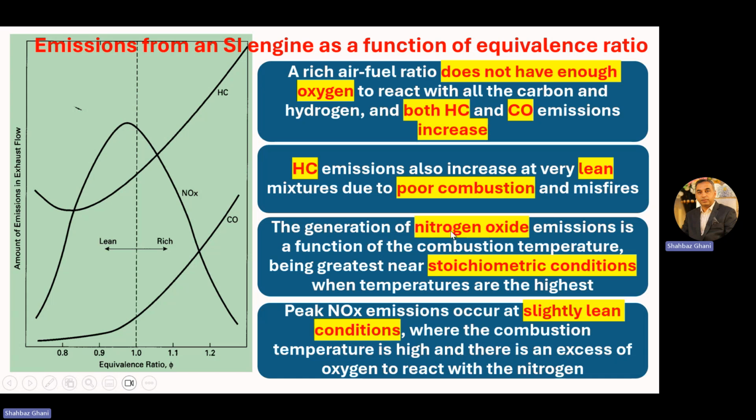The generation of NOx, nitrogen oxide emission, is a function of combustion temperature, as we know, being greatest near the stoichiometric condition when temperatures are the highest. At stoichiometric condition, the temperature is very high. So somewhere here, at 0.95 equivalence ratio, we get the maximum temperature, so we get maximum NOx. Peak NOx emission occurs at a slightly lean condition, when the combustion temperature is high and there is an excess of oxygen to react with the nitrogen.